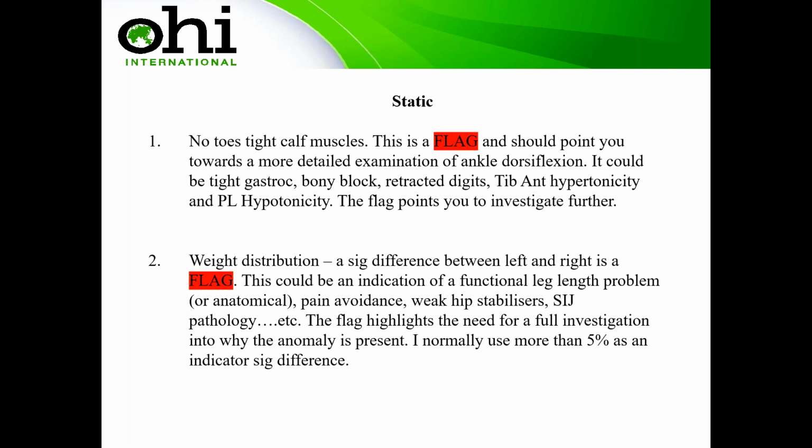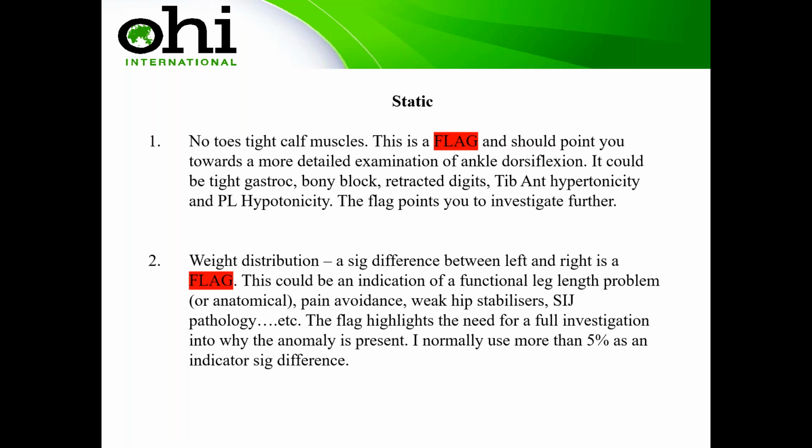So our job is to look at it, identify that there's a flag, and when we identify the flag, then we investigate. And that investigation is something that you can build into what you do in your daily practice.